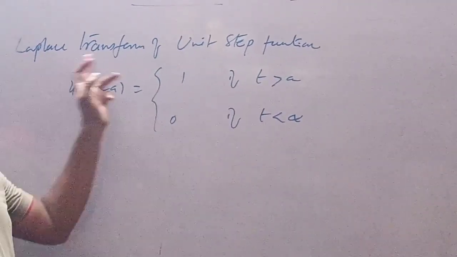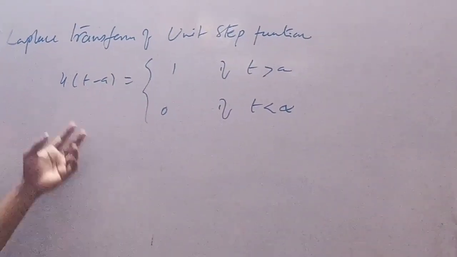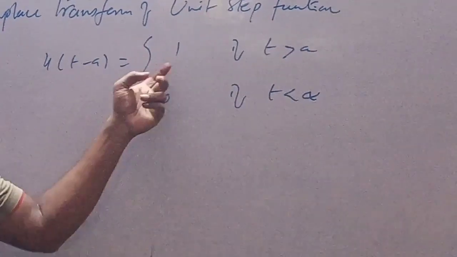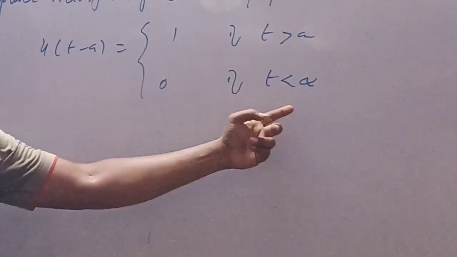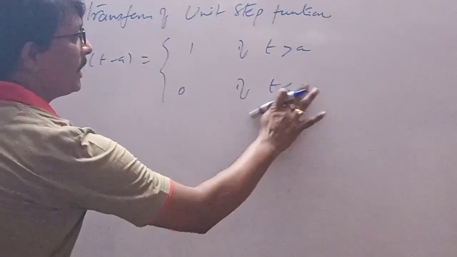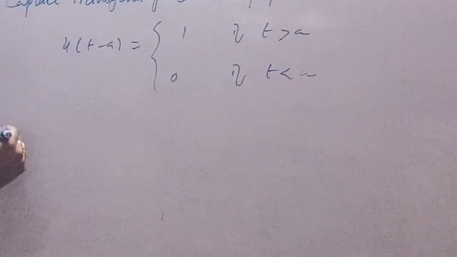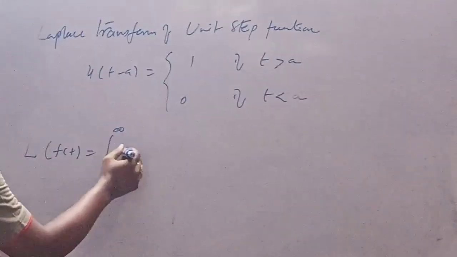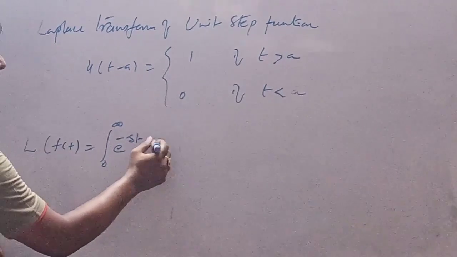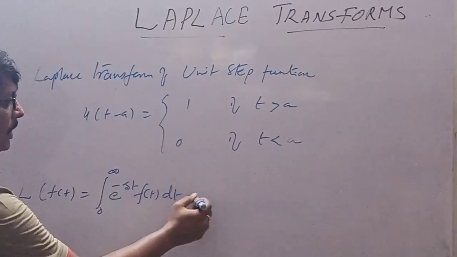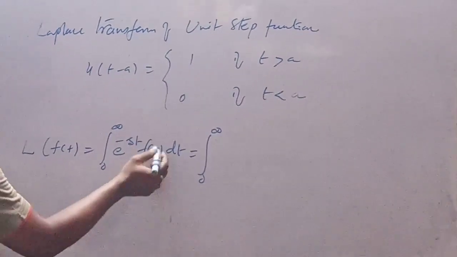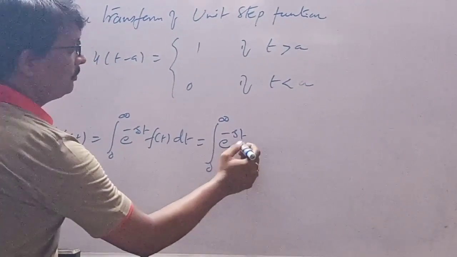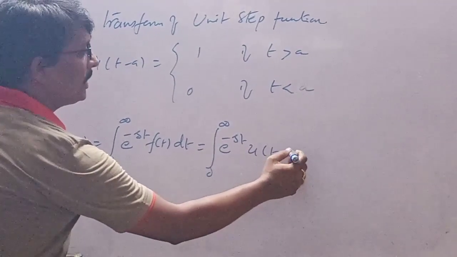To find the Laplace transformation of the unit step function. As we know, u of t minus a equals the unit step function, equal to 1 when t is greater than a, and 0 when t is less than a. By the definition of Laplace transformation, L of f of t equals the integral from 0 to infinity of e to the power of minus st f of t dt, where f of t is the unit step function. So e to the power of minus st into u of t minus a dt.